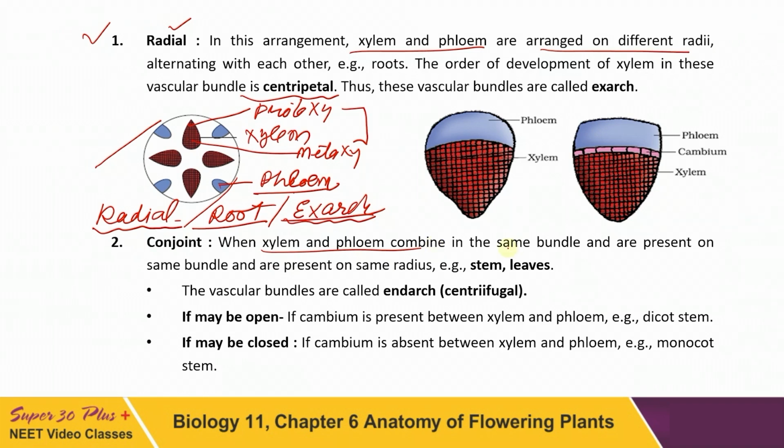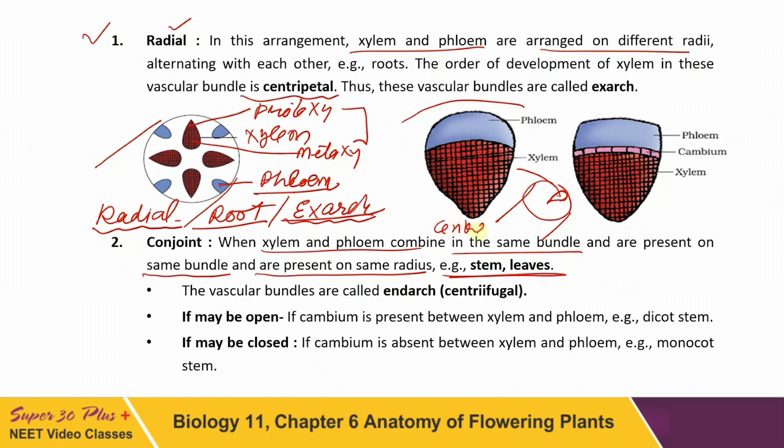In the conjoint vascular bundle, xylem and phloem are combined. These are found on the same radius. These are jointed together, conjoint, present in the same vascular bundle and on the same radius, as is found in case of stem and leaves. You can see here that this is a transverse section and here this is the vascular bundle. We can enlarge this vascular bundle, the xylem and phloem. Phloem is towards the periphery, xylem is towards the center here, and these are jointed together, known as conjoint vascular bundle.